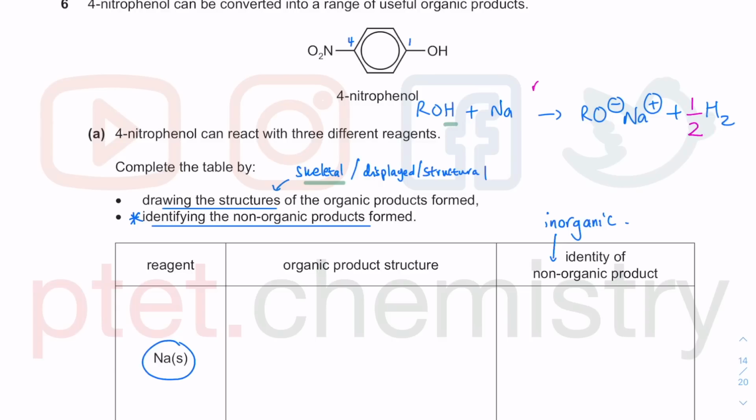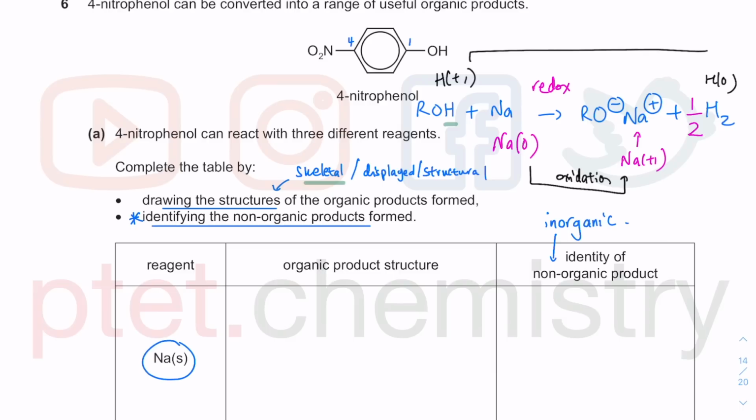And you will see that this is a redox reaction, as that is sodium 0 going to sodium plus 1 there. And of course, if you can find the oxidation, there is an increase in oxidation number. You should be able to see the reduction as well. Hydrogen plus 1 going to hydrogen 0 in the element. So that is your reduction, oxidation and reduction in the same reaction. This is a redox reaction between metal and alcohol. So your identity of non-organic product will be H2. They say identify, they don't say draw the non-organic product. So I can just write down H2 as a gas and draw the structure of the organic product.